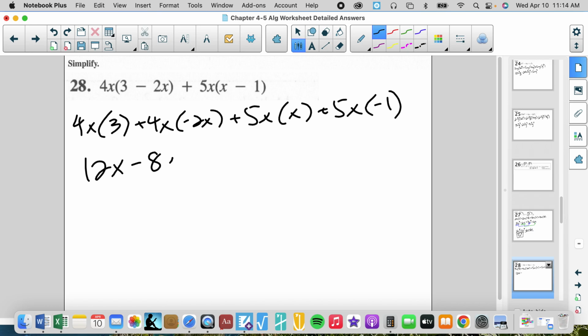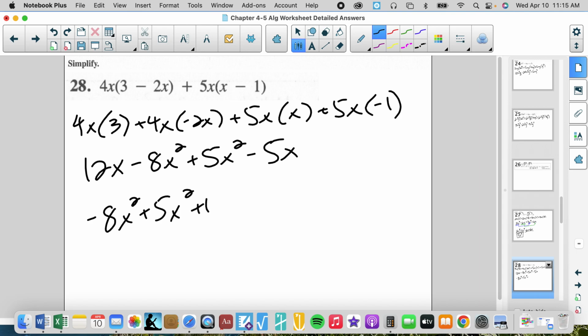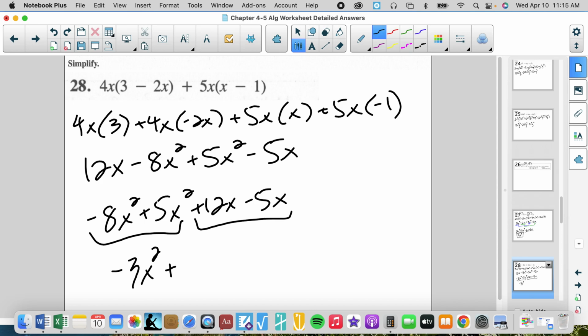12x minus 8x squared plus 5x squared minus 5x. Let's put them in standard form. I'm going to put them in order, and doing so shows where the like terms are. That's negative 3x squared. That is going to be plus 7x.